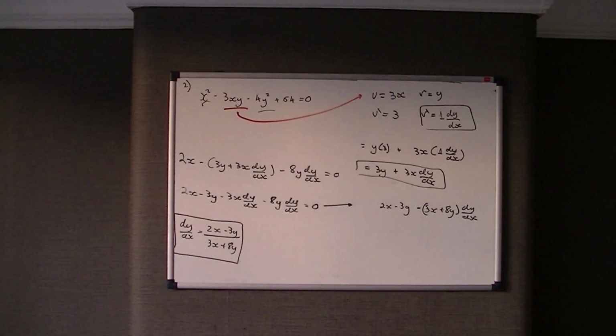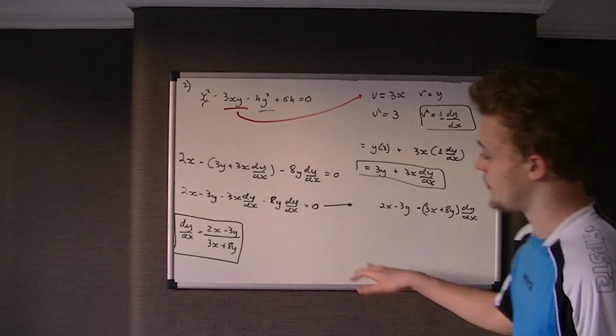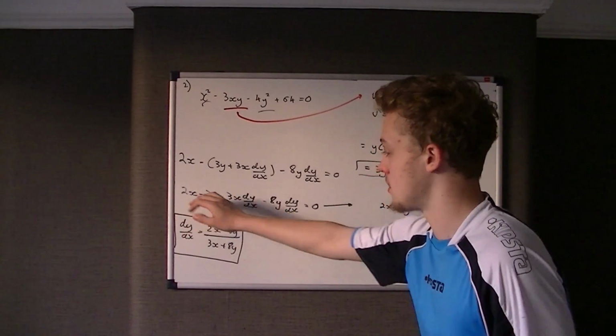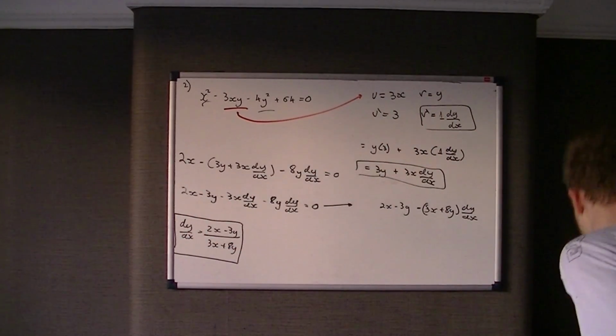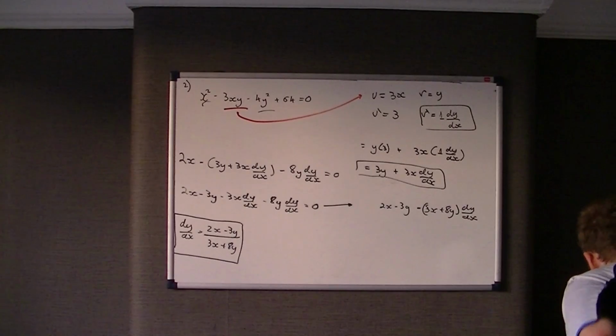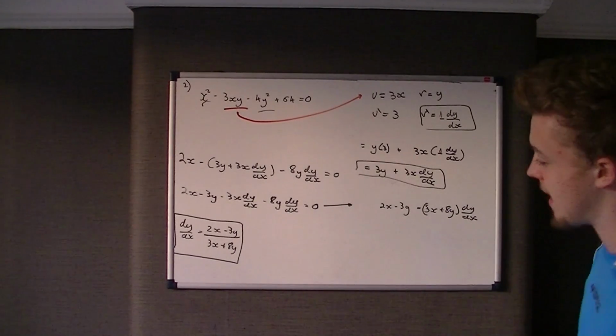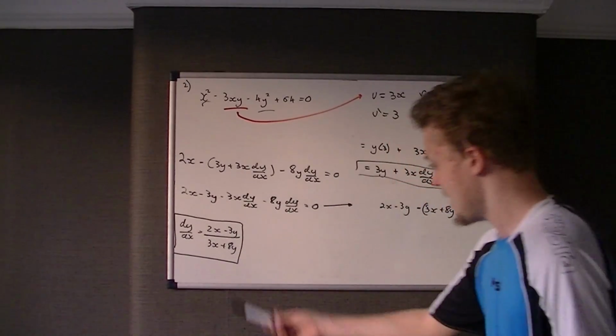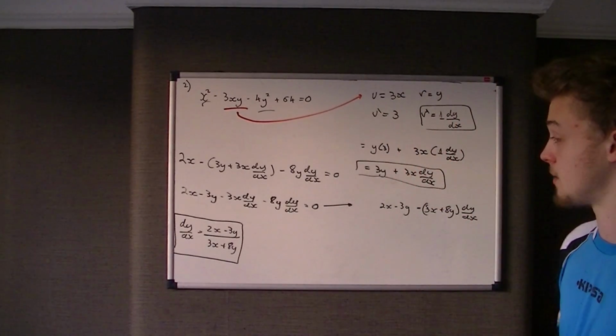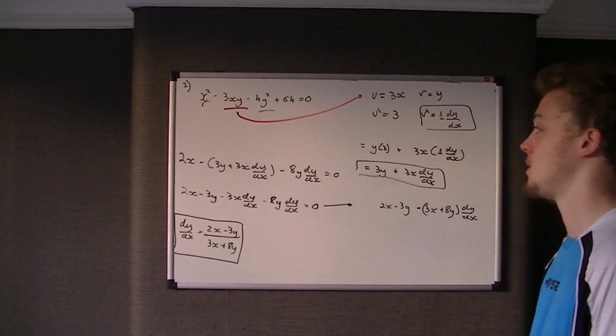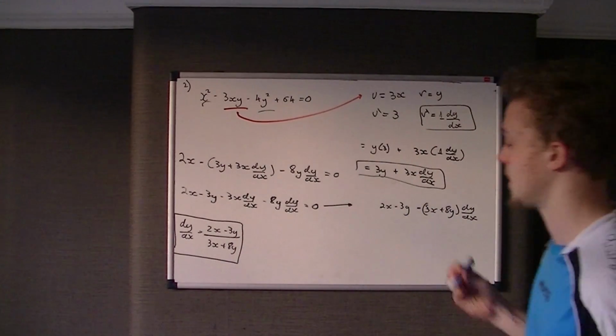By the way, if you'd done it the other way, so if you'd moved the 2x and 3y over to the other side, you would have got dy/dx to be 3y take 2x over minus 3x minus 8y. And you can see that's a lot more of a mess than that. So I just learned that method of keeping the dy/dx positive. So in this case, we move both the dy/dx's over to the right hand side.